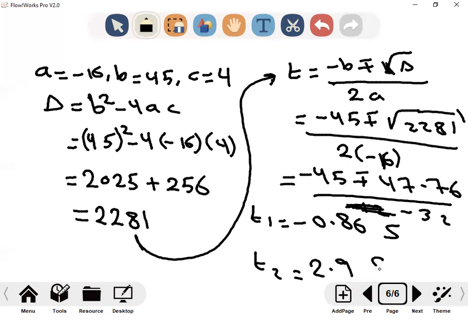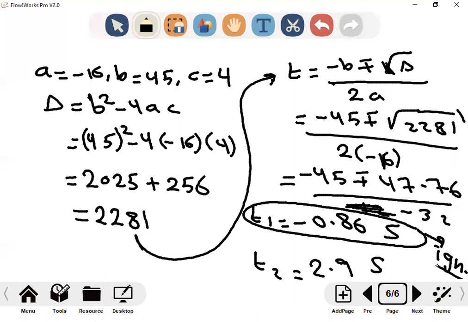Here, s means seconds. But this one, the time cannot be negative, so it is ignored. Okay, ignored, right? Yes, 2.9 seconds. This one is ignored because the time cannot be negative.